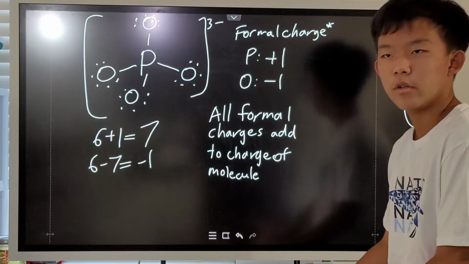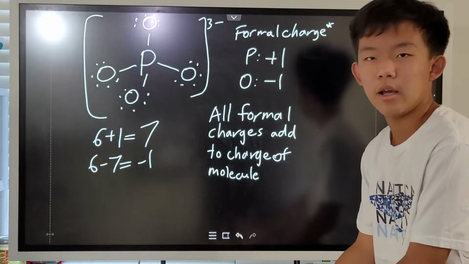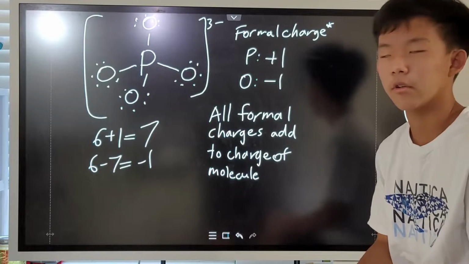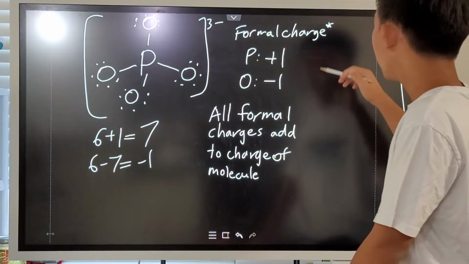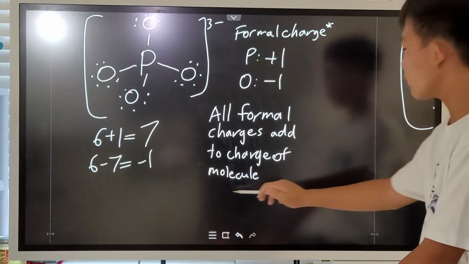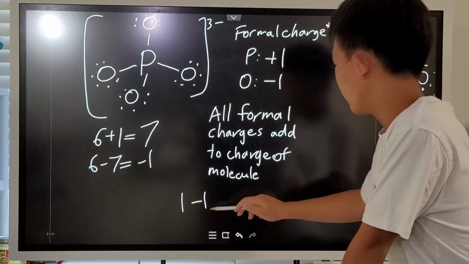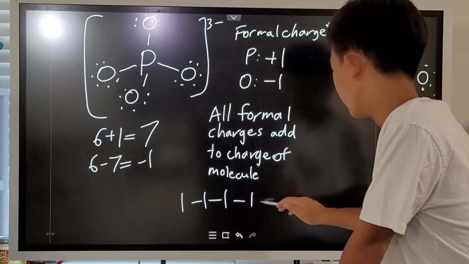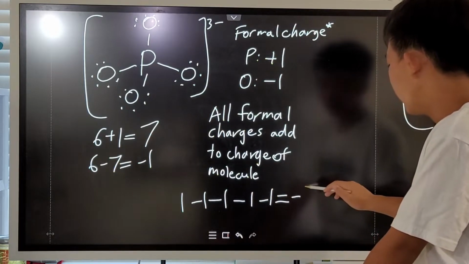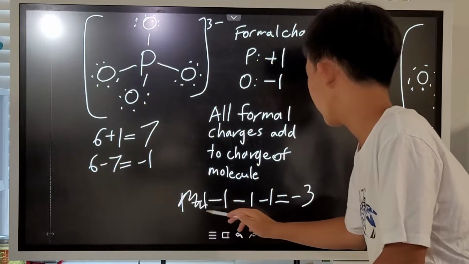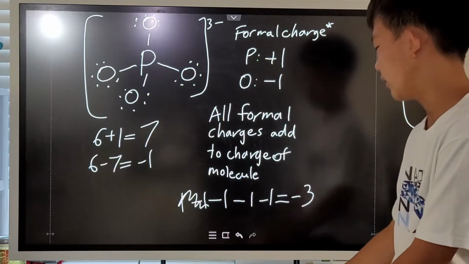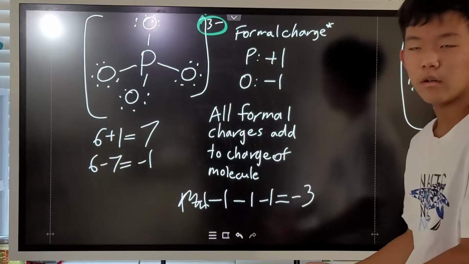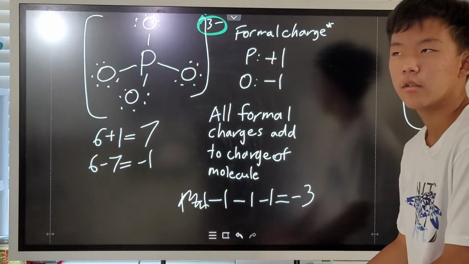Now all formal charges in the atom or molecule or ion will always add up to the overall charge. So let's do that. Phosphorus is +1, and each oxygen is -1. Because 1 oxygen, 2 oxygens, 3 oxygens, 4 oxygens, we get -4, right? Because these guys cancel, -1 times 3 is -3, plus the 3 minus charge on phosphorus. Therefore, our calculations are correct.